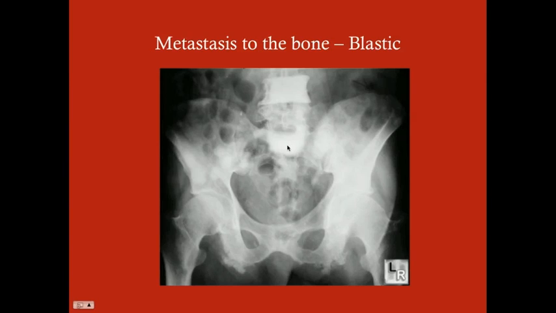But the best place to look is the vertebrae, and what you see is what's called an ivory vertebrae, and that's this vertebrae here. This vertebrae here, as compared to the vertebrae here, which you barely see. These vertebrae are filled with blastic lesion.